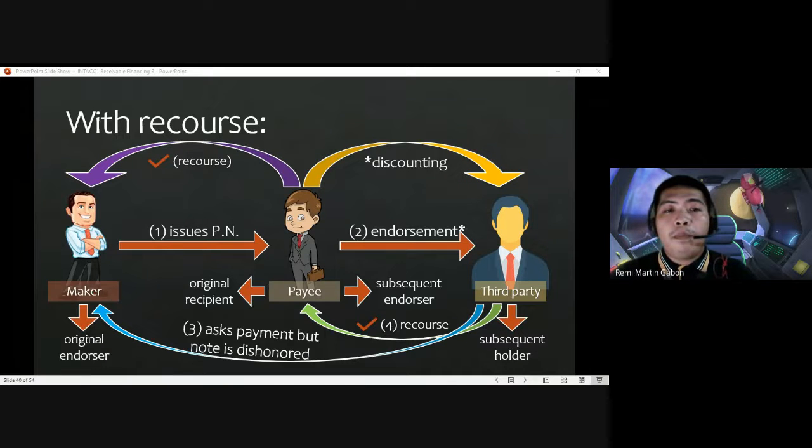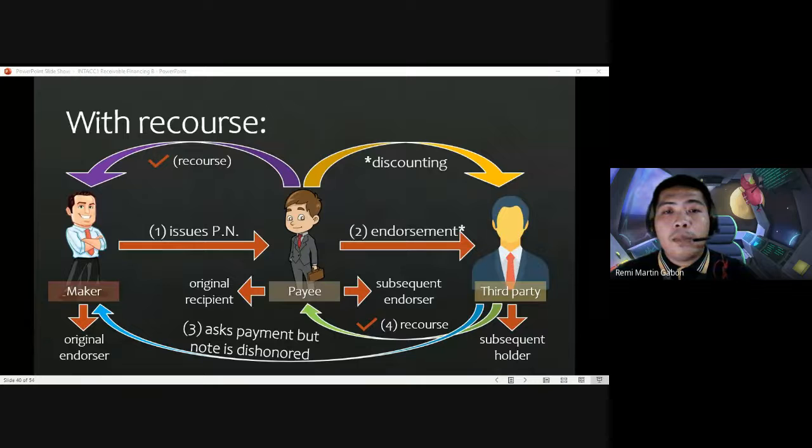Now, when the payee decides to discount the promissory note and no longer waits for the maturity date of the promissory note, the payee will subsequently endorse the promissory note to a third party. So that is the second issuance, the second endorsement, where discounting occurs.